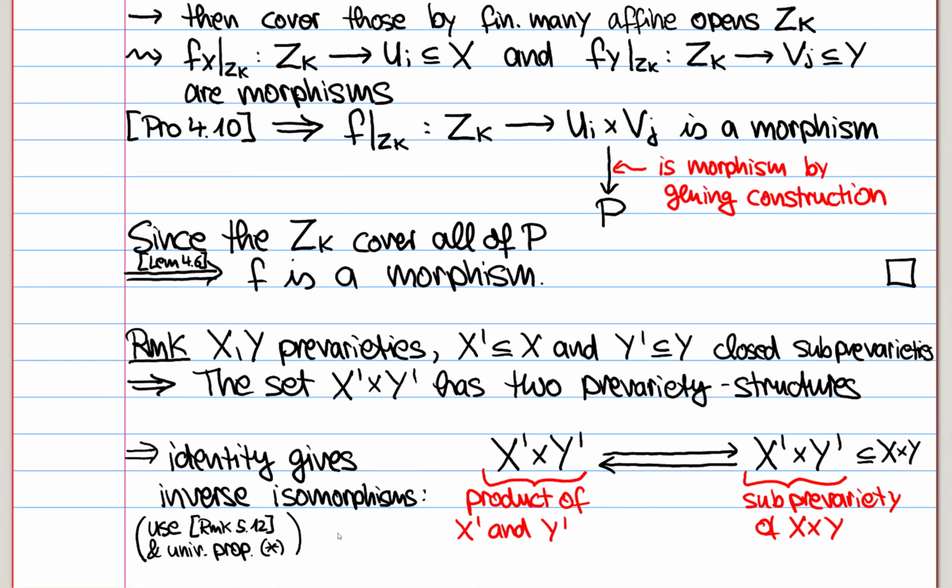And to show that these are morphisms, you can use remark 5.12 about the compatibility: if you have a map from here to this, which factors through this set, then also this here is a morphism. And you use the universal property of products to construct these morphisms and check that indeed both arrows here are given by a morphism. Okay. So that's everything about products of pre-varieties.